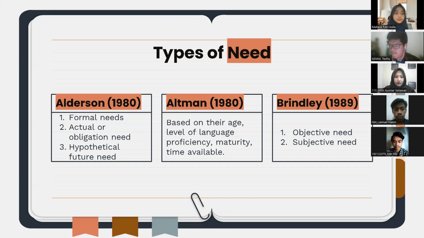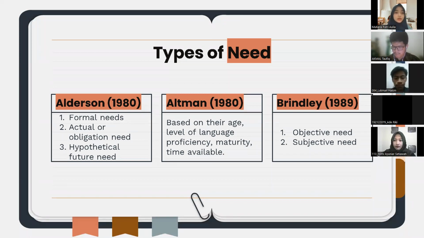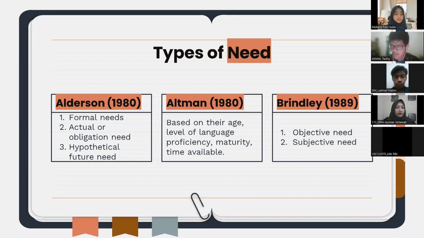And then, according to Altman, learners should be placed properly based on their age, level of language proficiency, maturity, and time available. This requires the institution to make flexible educational arrangements to allow all learners access to learning that is appropriate to the types of needs they have.